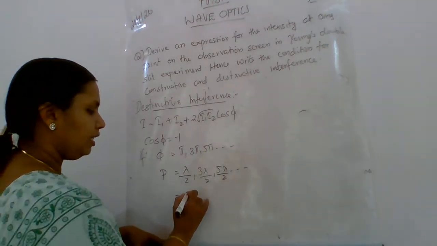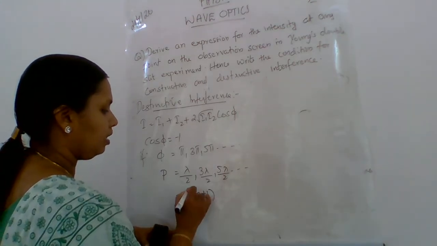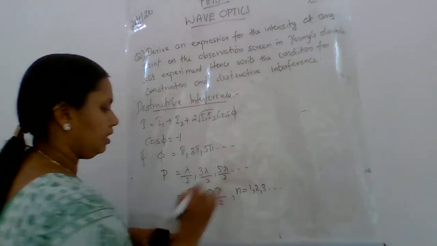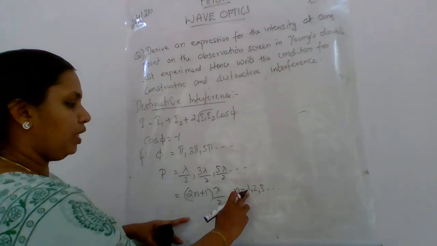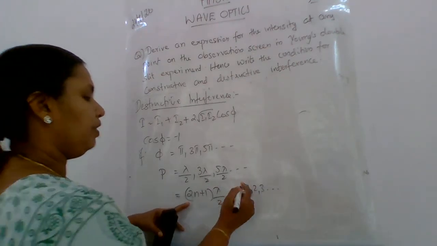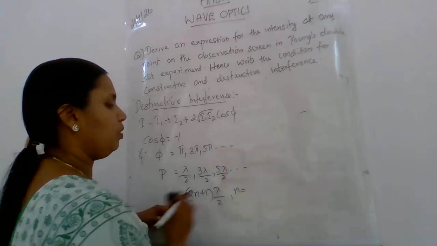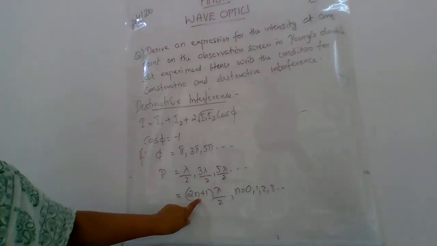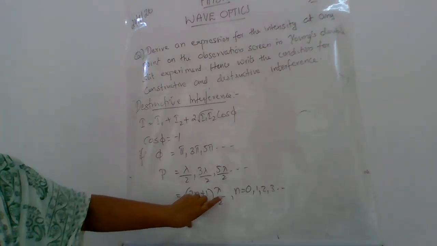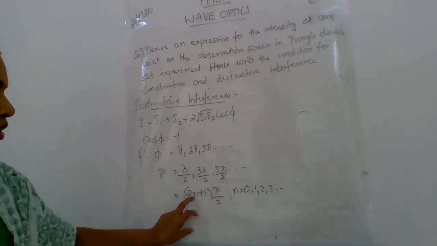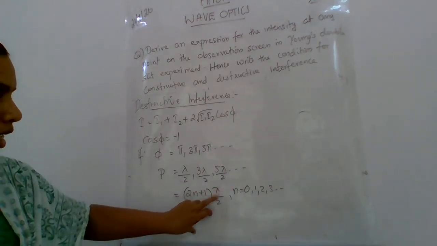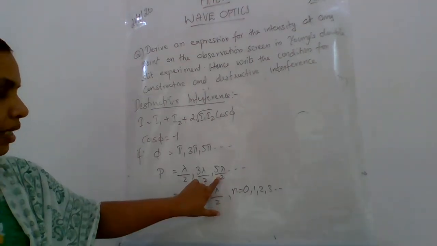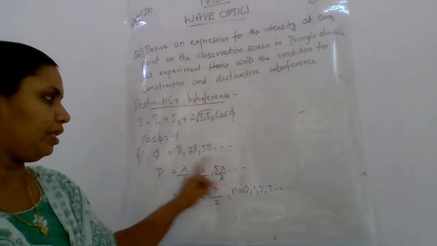Or we can generalize it. It is (2n plus 1) lambda by 2, where n equal to 1, 2, 3, etc. Isn't it? N is equal to 1 means, sorry, we can start from 0. N is equal to 0, 1, 2, 3, etc. See, n is equal to 0 means what? 2 into 0 is 0, so it is lambda by 2. Then n is equal to 1: 2 into 1, 2 plus 1, 3 lambda by 2. Then 2 into 2, 4 plus 1, 5 lambda by 2. Then n equal to 3 gives 7 lambda by 2.